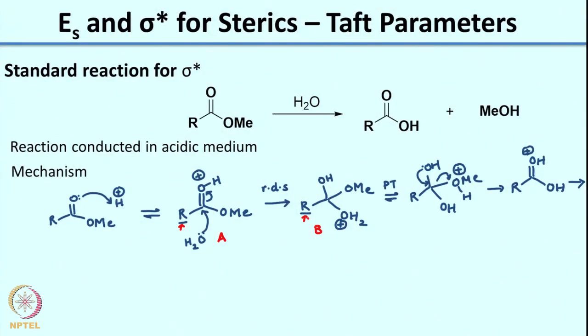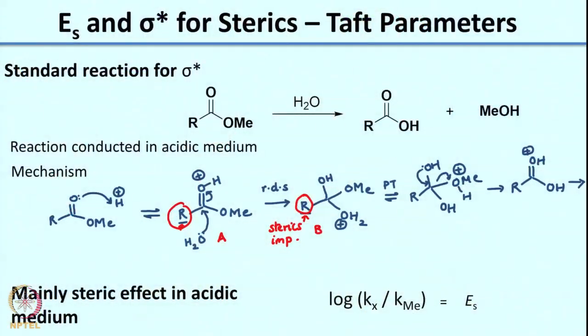So this is a very nice example where the electronics actually does not play much of a role at all in dictating the energy of activation or kinetics of the reaction. So then what will play an important role? Sterics. So this is a very nice example where, if I consider the R group, sterics is actually very important. Electronics is not. So this reaction can be used for you to determine the effect of sterics. So that is essentially what was done.